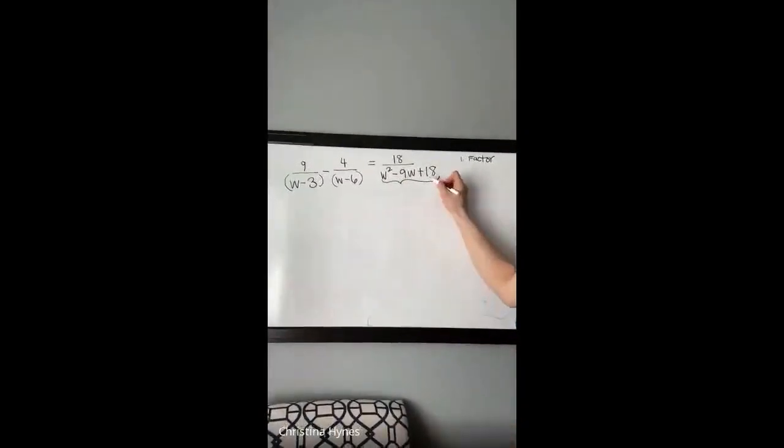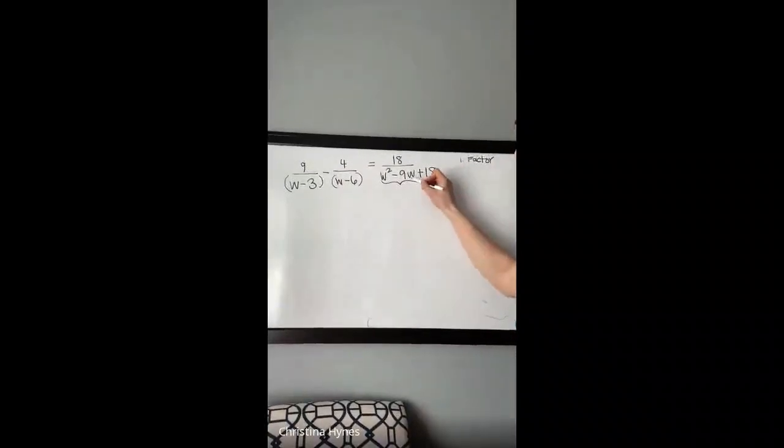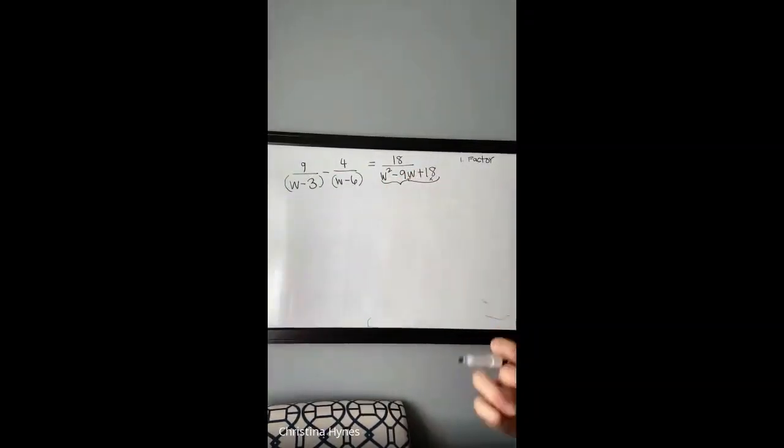Okay, so you want to find two numbers that multiply to 18 and add up to the middle, which is negative 9w. If there's a number in front of w squared, you're going to have to do the box method or the fraction method, decomposition. However you know how to factor, that's what you want to do if there's a value in front of your x squared or w squared.